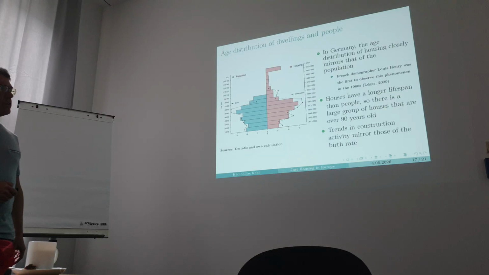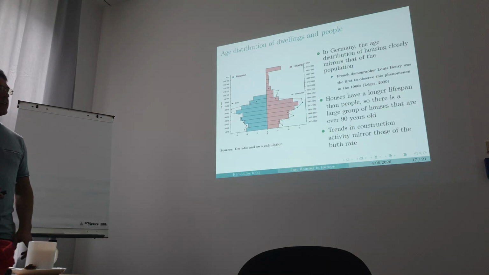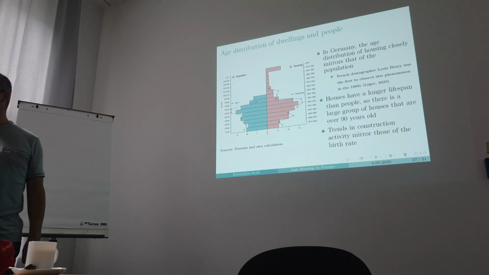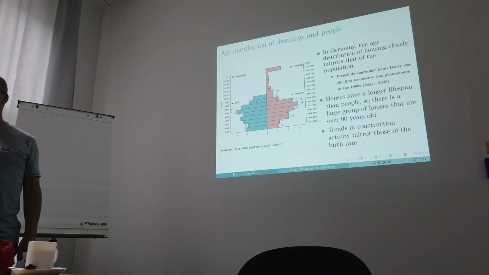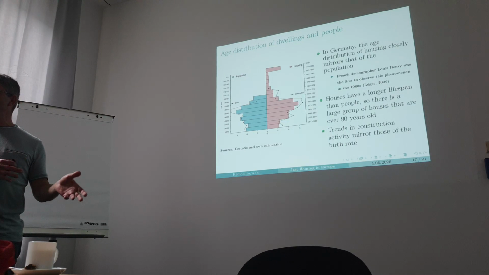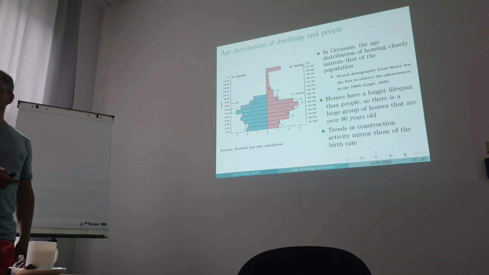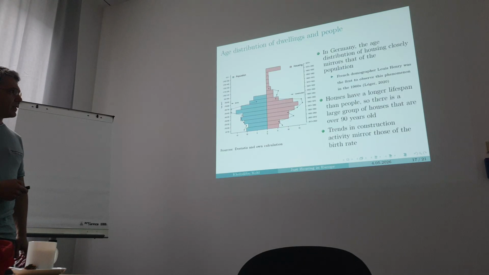And interestingly, I thought I had discovered something new. So it was a breakthrough, but then I found in the literature that there was a French demographer, Louis Henry, who already in the 60s discovered this correlation between the age structure of population and the age structure of housing. But still, I think it's interesting.